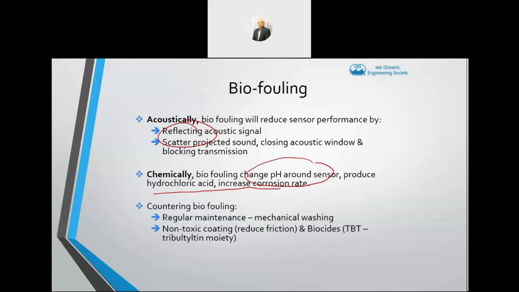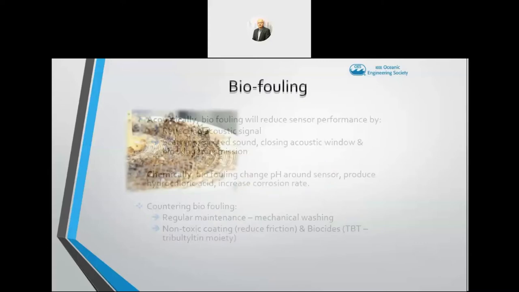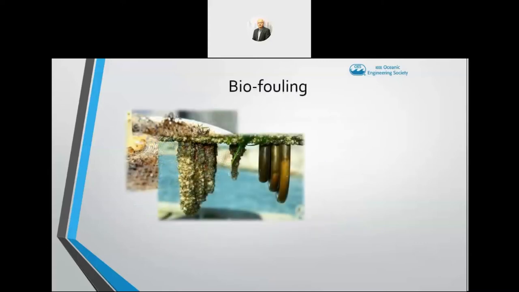So how to counter? Of course, regular maintenance, as well as we might need a special material. So in this particular discussion, we will be suggesting to use a cuprum alloy, also called sea bronze, in order to not only reduce the corrosion, but also as an active prevention to delay the biofouling formation on the surface of the sensor. So these are examples of biofouling, just in case you are wondering what biofouling is.